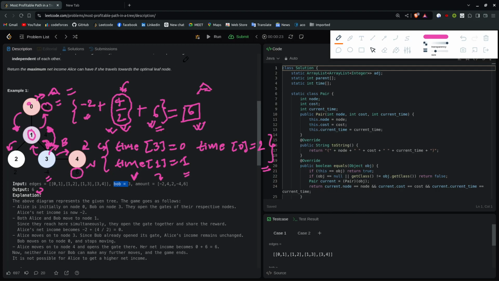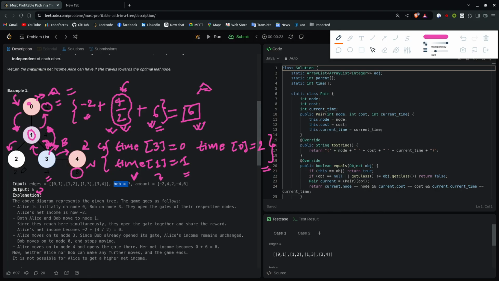We compute the parent array from node 3, we go upwards, compute this time array, and then again from node 0 we will do a BFS algorithm, start going downwards, start going to some leaf nodes, and also maintain what is the maximum answer that Alice can have. And then out of all these computed leaf nodes, we will get the one having the maximum answer.